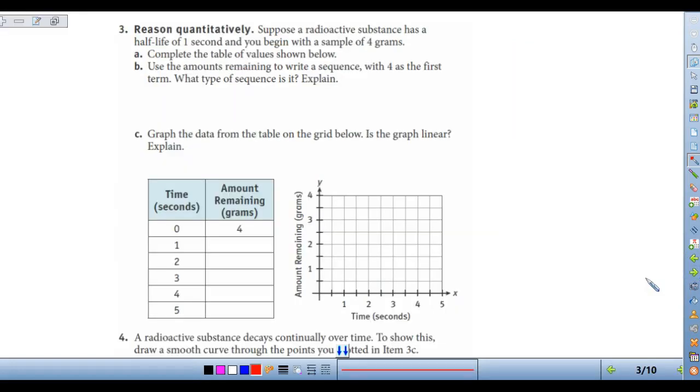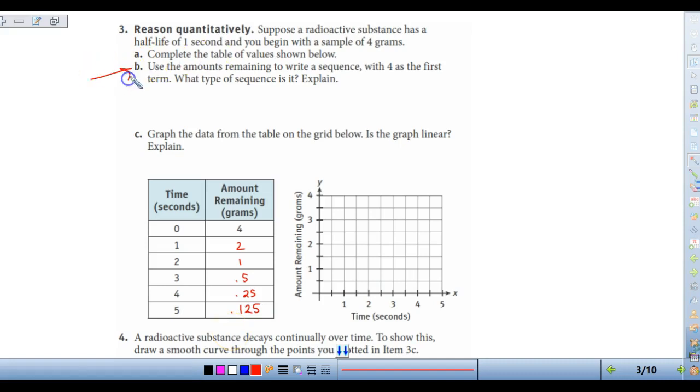Suppose a radioactive substance has a half-life of 1 second, and you begin with a sample of 4 grams, and we're going to complete the table of values below. So after 1 second, we'd have 2 grams, and then 1 gram, and then half of that would be 0.5 grams, and half of that would be 0.25 grams, and half of that would be 0.125 grams. So it keeps shrinking in half every second. Use the amounts remaining to write a sequence.